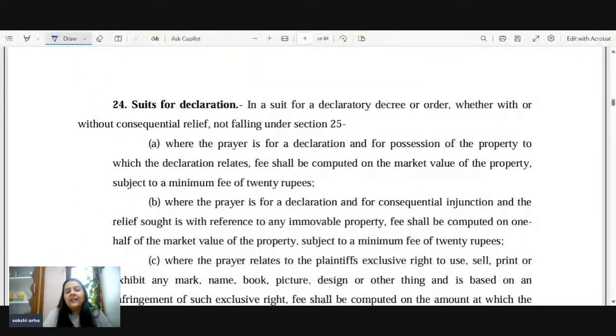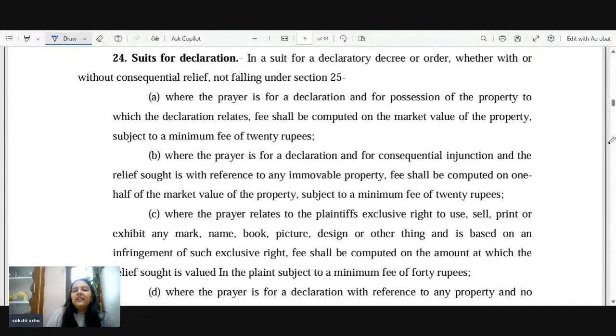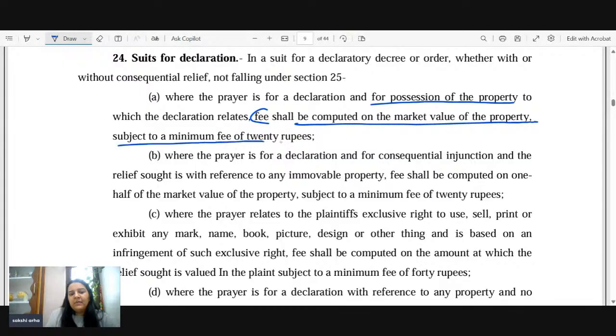any other thing. In that case, where the prayer is for declaration for possession of property, okay, the fee shall be computed on the market value of property subject to a minimum fee of 20 rupees. So if you want a declaration for possession of property, then the fee will be on the market value of property.